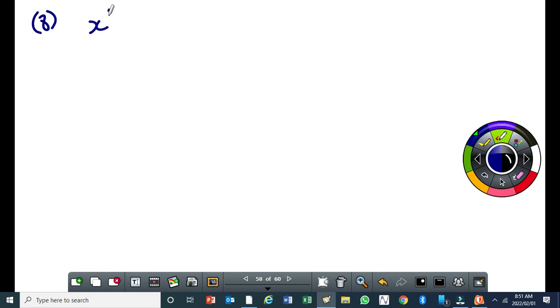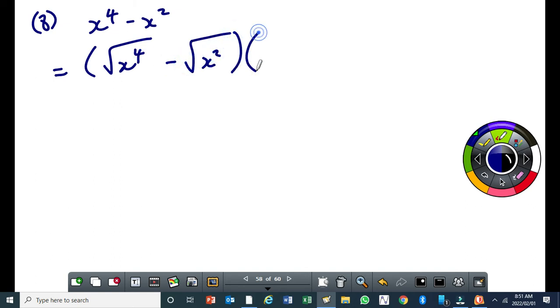So number 8 is x to the power of 4 minus x squared. Right? Now this one here, if we go back to the basics, because it's slightly more complex, find the square root of x to the power of 4 minus the square root of x squared times the square root of x to the power of 4 plus the square root of x squared. Right? Now the question is, what is the square root of x to the power of 4?